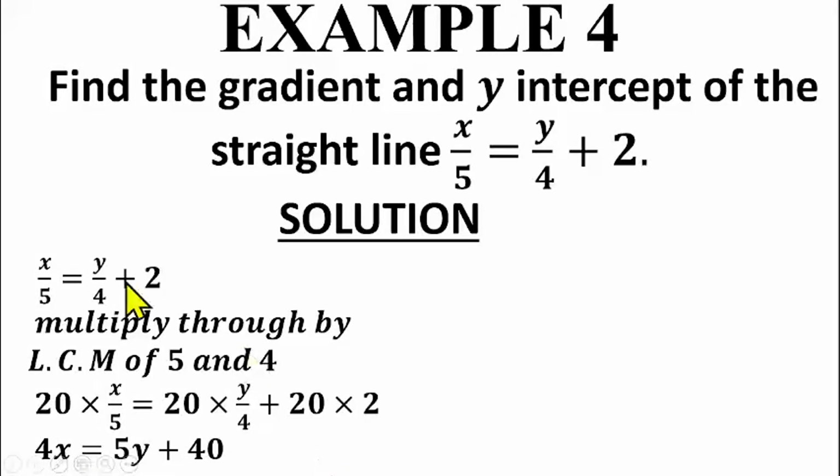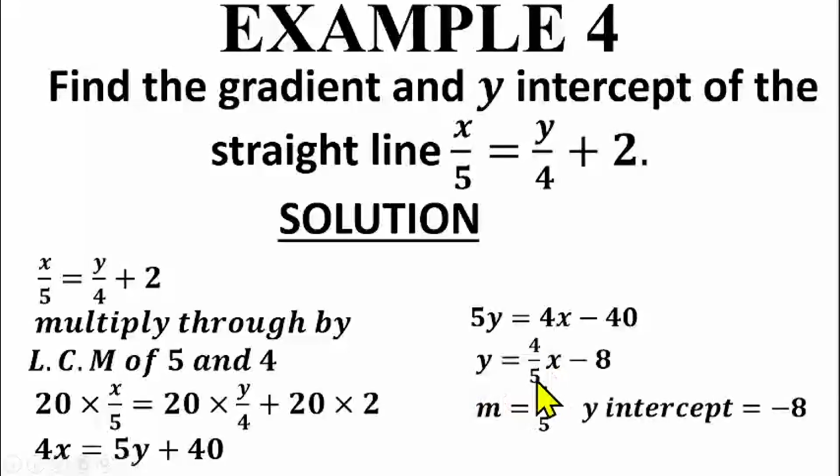So what we do, we need to collect like terms. I can take this 40 to this side, so I'll have 5y equals 4x minus 40. Then I can now divide both sides by 5. So we'll have y equals 4 over 5 x minus 40 divided by 5, which gives us 8. So from there, can you tell me the gradient of this straight line? Our m is going to be 4 over 5. And the y-intercept is going to be what?